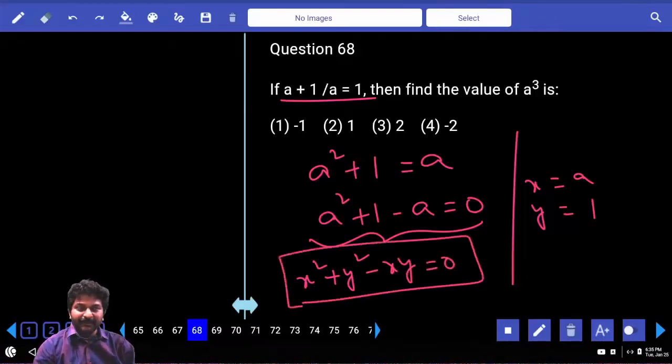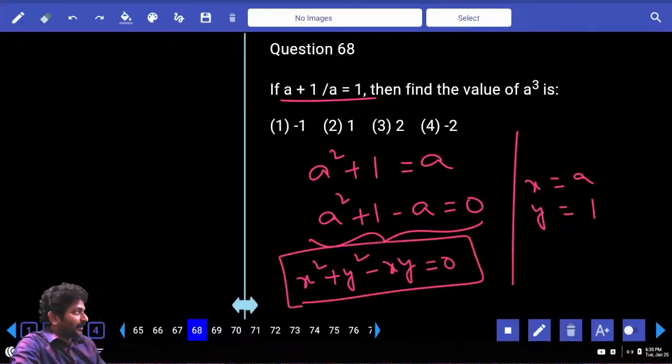This is the format that we have, correct? If x is equal to a and y is equal to 1, a square plus 1 minus a is equal to 0. That we can treat as x square plus y square minus xy is equal to 0.